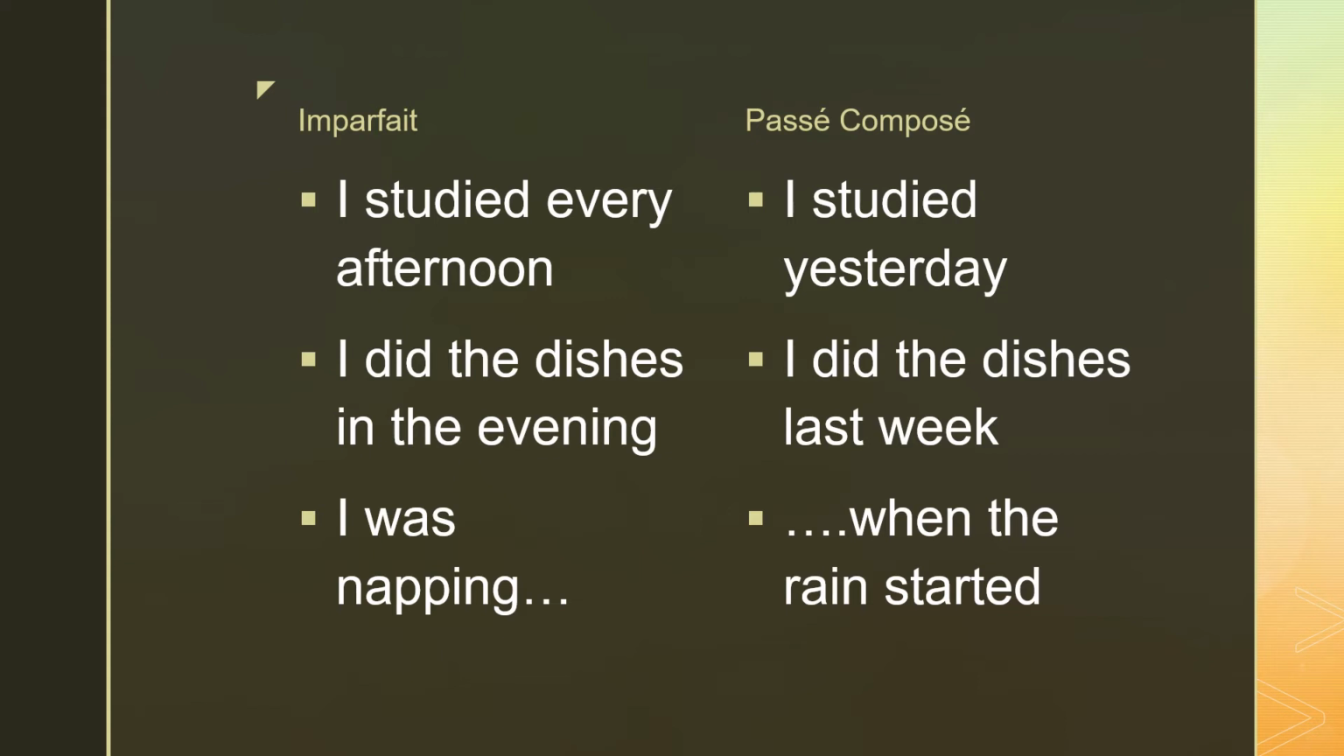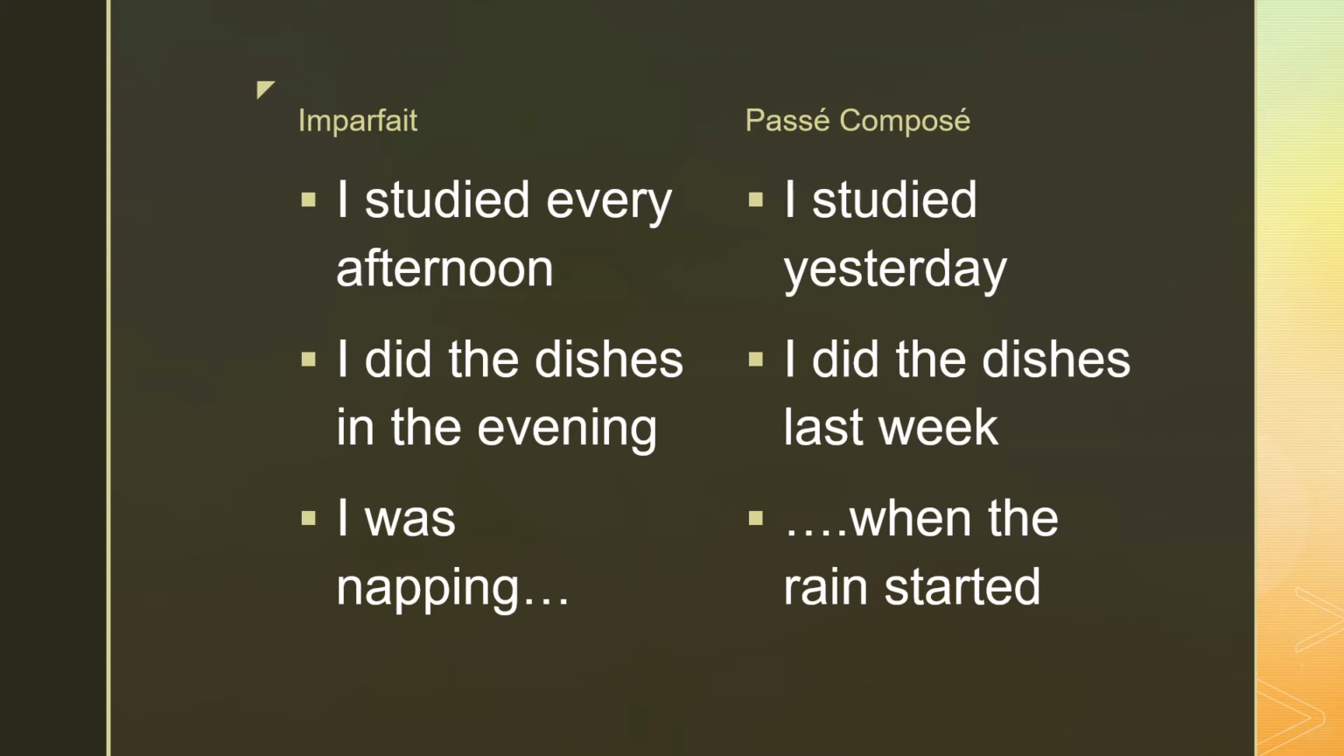Versus passé, I studied yesterday. It only happened one time, yesterday, so that would be passé composé. And I did the dishes last week, so we're only talking about one time last week. So again, that would use the passé composé. So that should help you understand that between habitual, it happened over and over and over again, versus it only happened one time, then it would be passé composé.